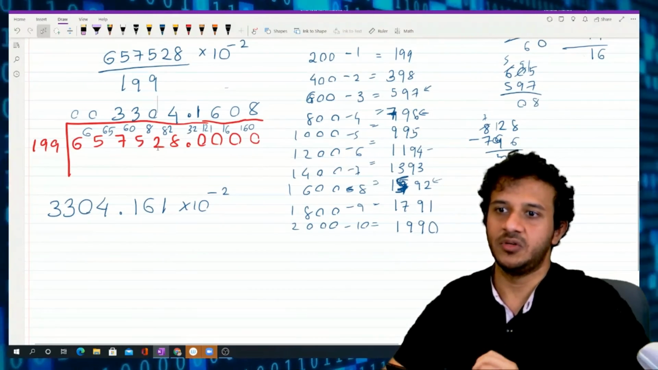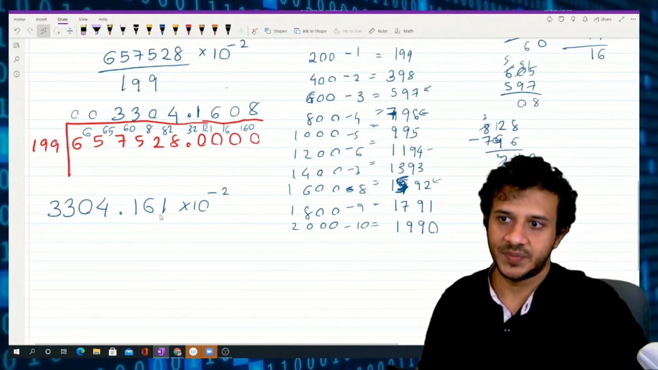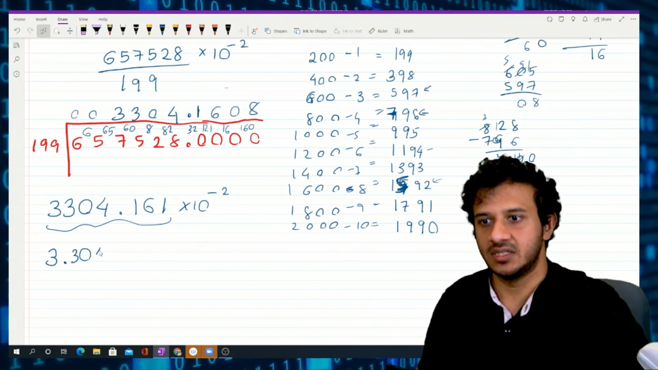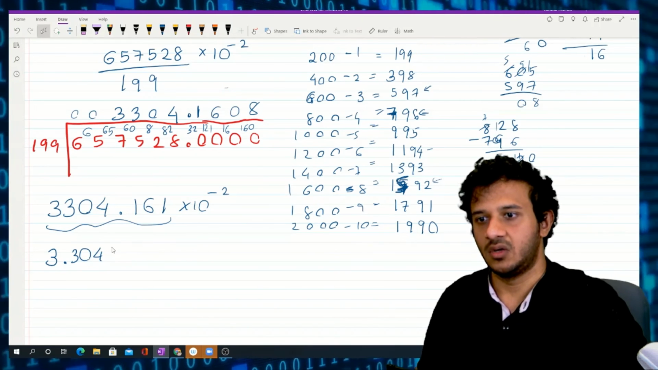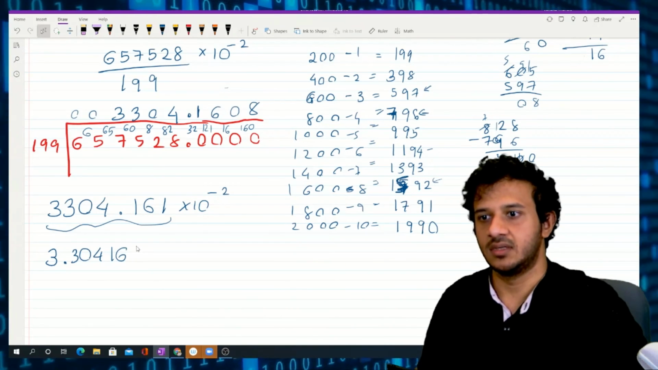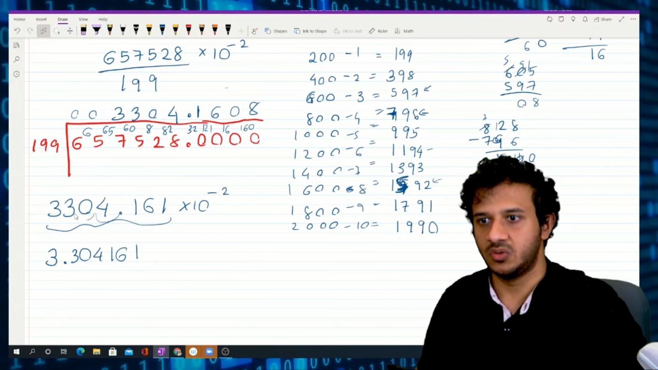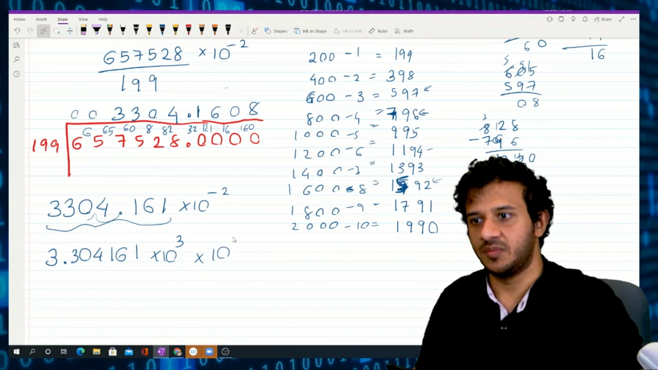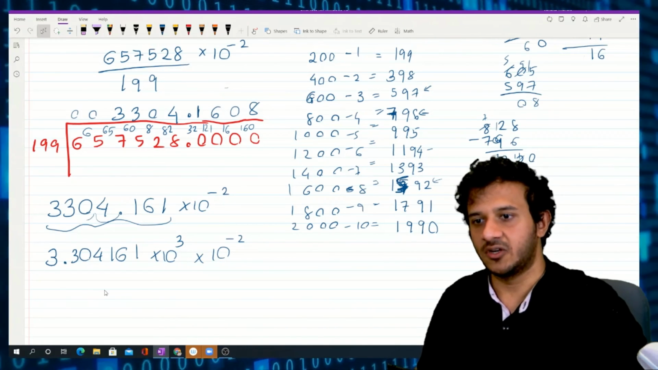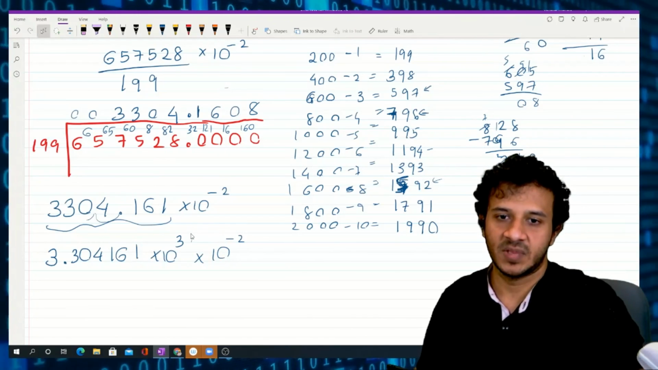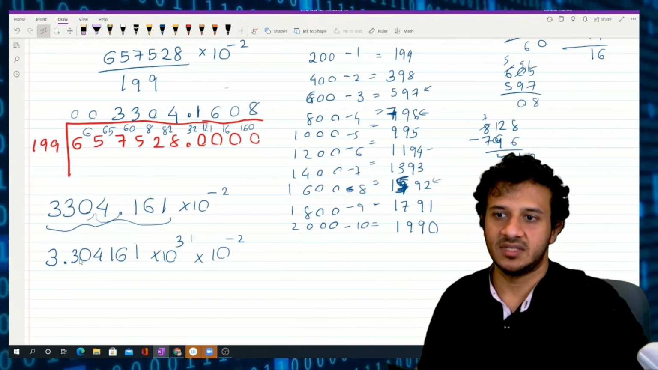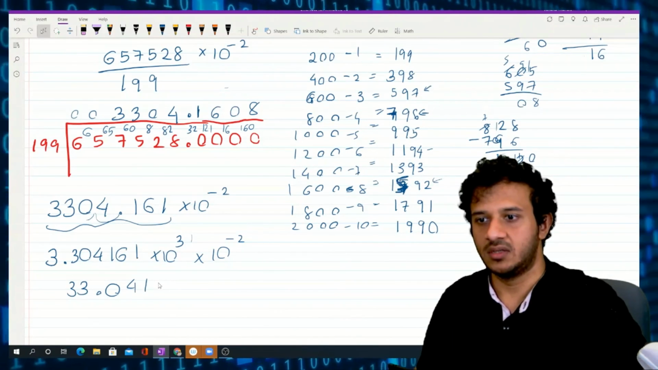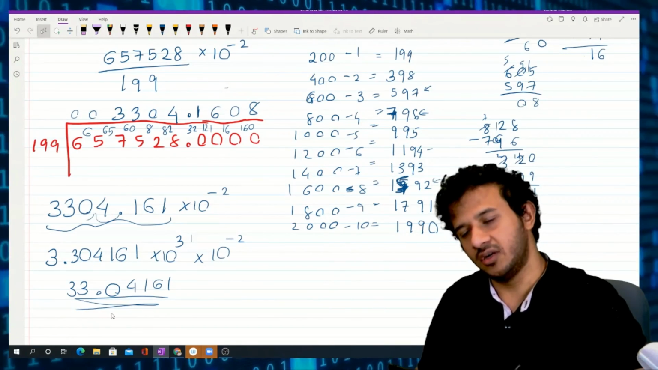And now we are going to convert this part into scientific notation. It will become 3.304161, but I moved the decimal point 3 places forward. That's 10 to the power of 3. That value multiplied by 10 to the power of -2, those two will combine and give you 10 to the power of 1, since 3 minus 2 is 1. That means it will become 33.04161, which will be your answer.